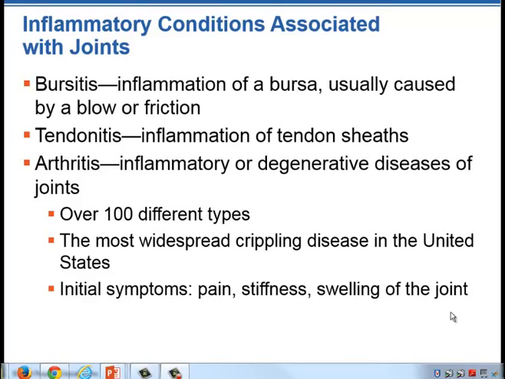In this podcast, we'll talk about some issues with joints and some homeostatic imbalances with bones. The first topic that we're going to talk about are some inflammatory conditions that are associated with joints. There are three different major categories: bursitis, tendinitis, and arthritis.